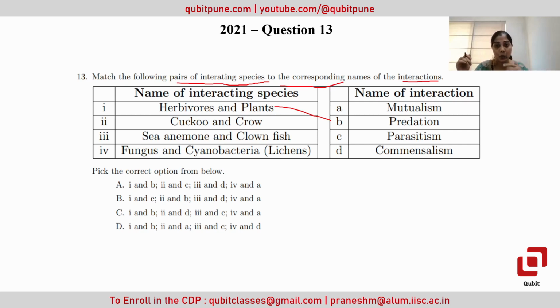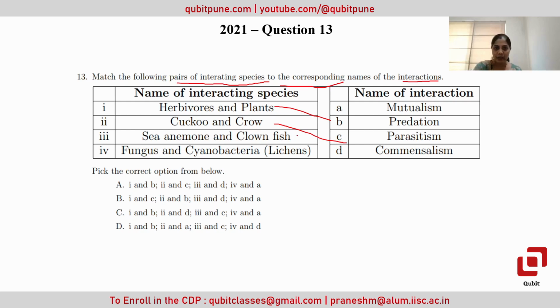Then cuckoo and crow is the example of parasitism. This is a classic case of parasitism, where the cuckoo birds lay their eggs in the crow's nest and remove the crow's own eggs. This is a parasitic kind of relationship. This is a classic example that we have discussed in biodiversity, in the ecological balance part.